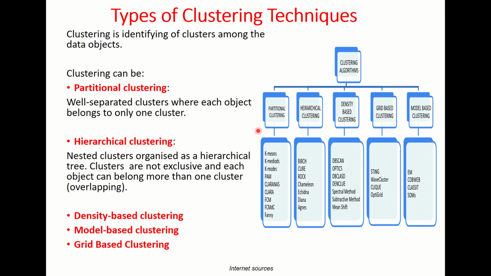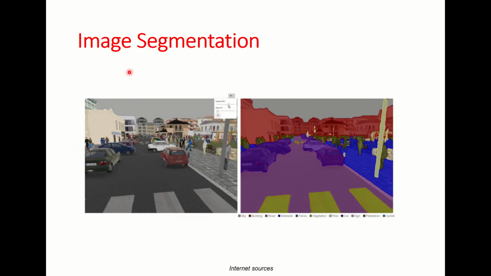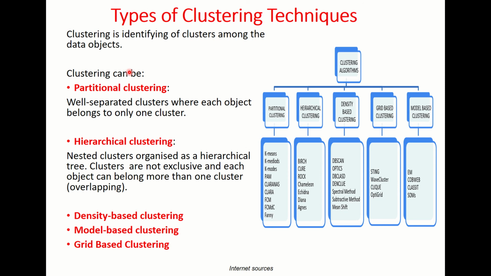So there are various types of clustering techniques. We have seen what clustering is, and we have also seen the different applications of clustering. Now we are moving a bit further and looking at the types of clustering techniques. Clustering techniques are divided into different types, like partitional clustering, hierarchical clustering, density based clustering, grid based clustering, and model based clustering.